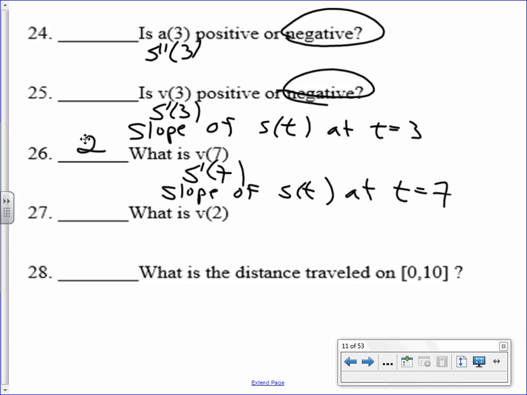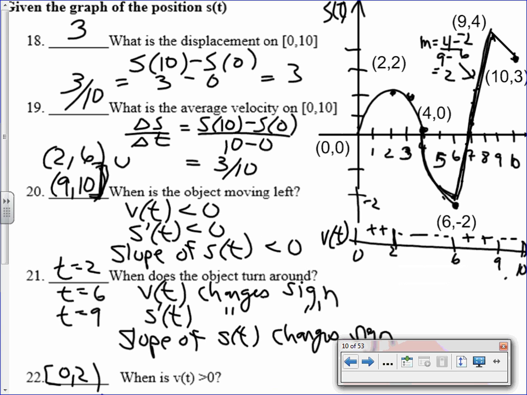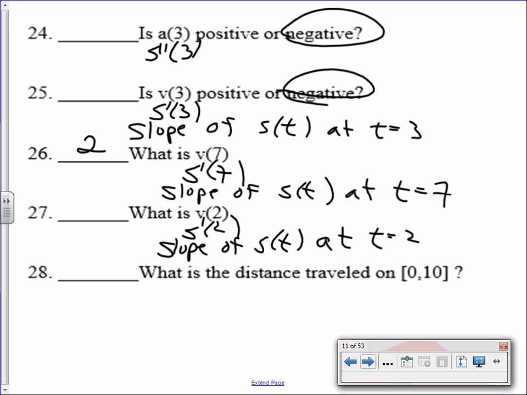Next, we have what is the velocity at 2? Related back to position, because that's what we're looking at. So it's the derivative of position at 2. The first derivative is always just the slope. So we want the slope of s of t at t equals 2. We look back at our graph of position and find the point where t equals 2. It's right here. The slope there is 0, right? So it's just 0.